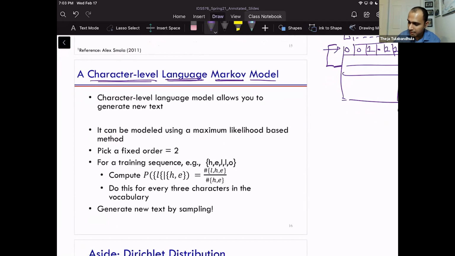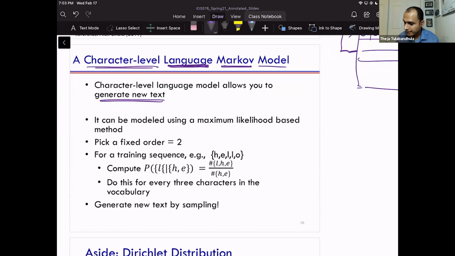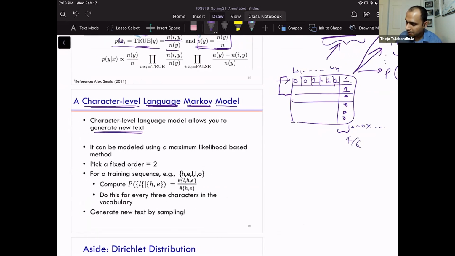By the way, a language model in general allows you to generate new text. We'll talk about how to generate new text in a second, but what is this model? How do I use data to learn this model? Let's tackle that problem first. And then once we have a representation of this model, we'll talk about how to generate text. And it's going to be pretty straightforward. So the idea is you pick what is called an order.